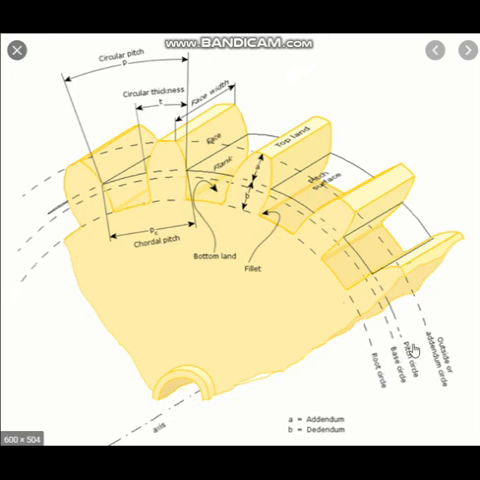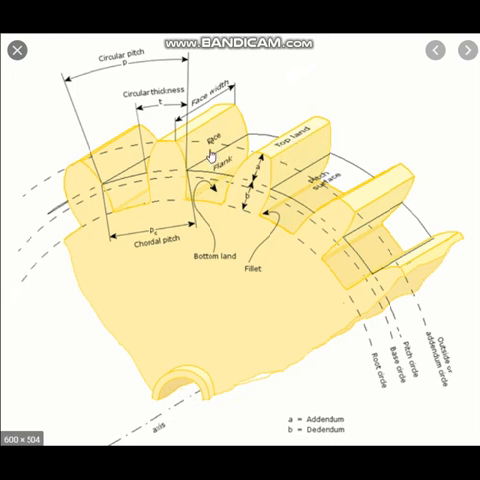This is the pitch circle, and the circle going through the top of the teeth is called the outside circle or addendum circle. This is the addendum circle. Then this is the dedendum circle. Outside one is addendum circle, and this is the pitch circle. And this one is called the top land.